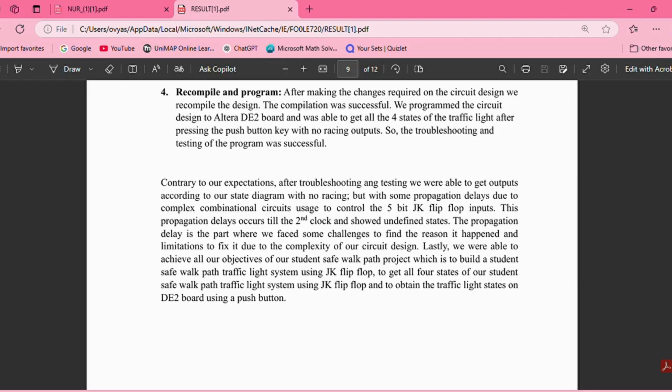Lastly, we were able to achieve all our objectives of our student safe walk path project, which is to build a student safe walk path traffic light system using JK flip-flop to get all 4 states of our student safe walk path traffic light system, and to obtain the traffic light states on the DE2 board using a push button.